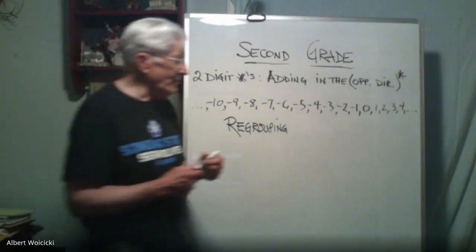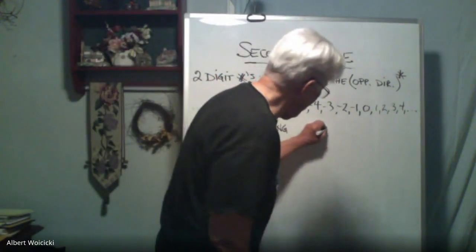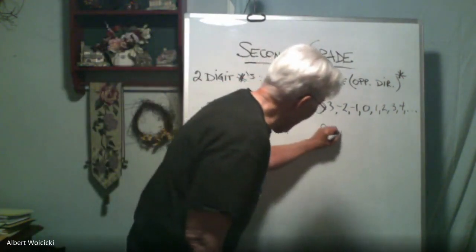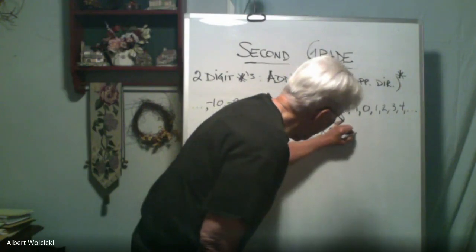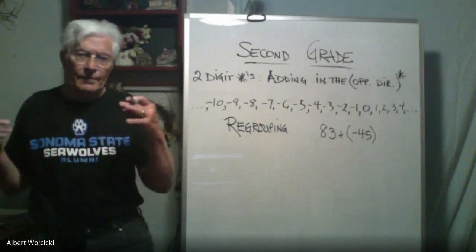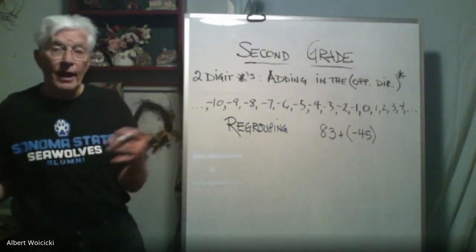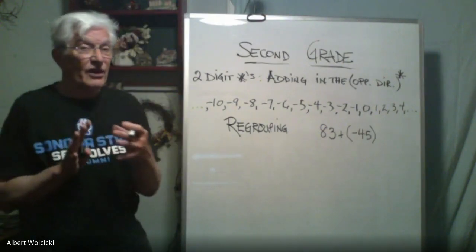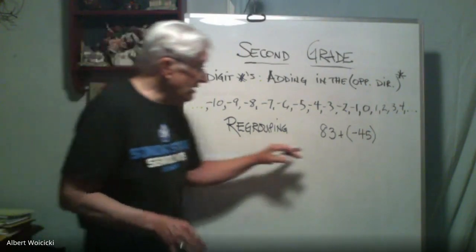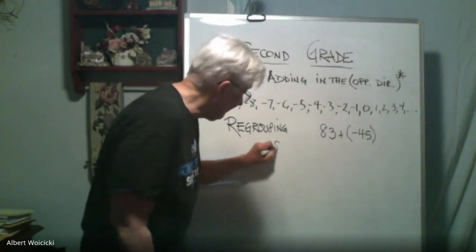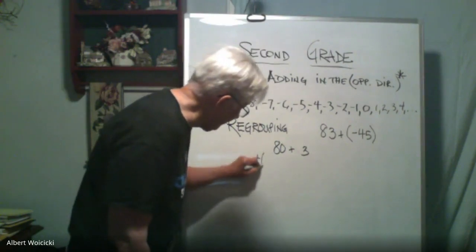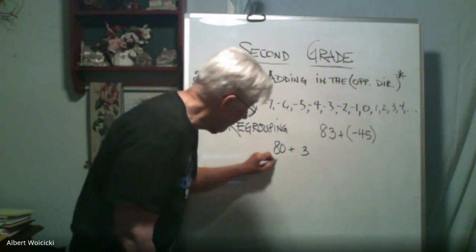But what happens when I've got the number 83, but I want to add the opposite of 45? Now what are we going to do? Well, this requires what's called regrouping. Now, again, I've been looking at this from kindergarten, first grade, and now here in second grade. The idea of knowing what these numbers really mean, that this is 80 plus 3, and we're adding in the opposite direction, 40 plus 5.